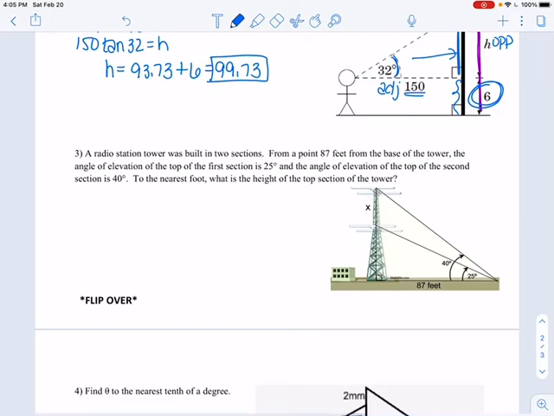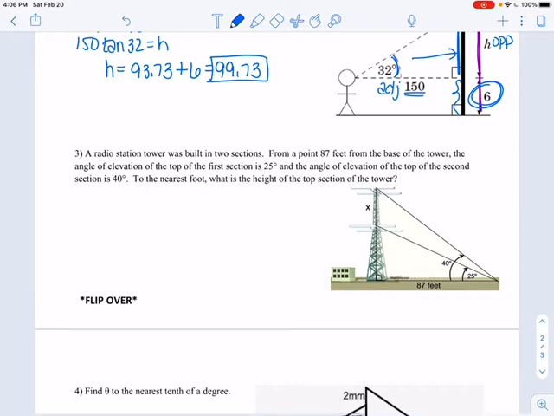Okay, number 3, we have a radio station tower was built in 2 sections. From a point 87 feet from the base of the tower, the angle of elevation to the top of the first section is 25 degrees, and the angle of elevation to the top of the second section is 40 degrees. To the nearest foot, what is the height of the top section of the tower?